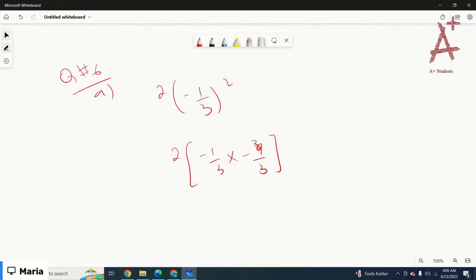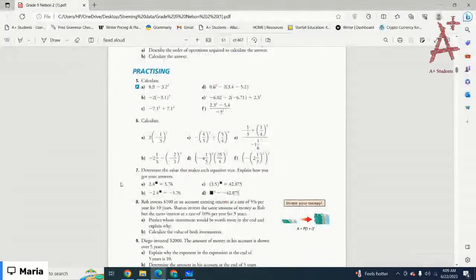So it would be 1 times 1 is 1 and 3 times 3 is 9. So it would be 2 over 9. Got it? So the correct option is 2 over 9. Got it?